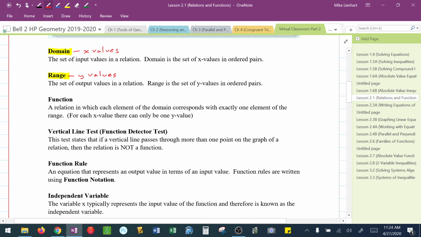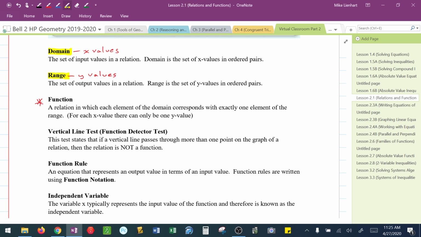Now, the way that I keep these straight in my head is I look at domain versus range. I look at the letters that they begin with. Domain comes before range in the alphabet. D comes before R. In the alphabet, X comes before Y. That's how I remember domain goes with X's, range goes with Y's. Now, this next one is very, very important. We're going to be talking about this continually in Algebra 2 and beyond.